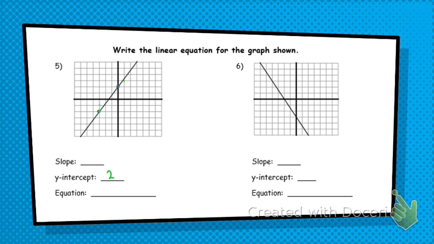That'd be up 1, 2, 3, 4. So up 4 over 1, 2, 3. So 4/3. So our slope is 4/3. So therefore our equation should be y equals 4/3 x. Write this a little bit different. 4/3 x plus 2.